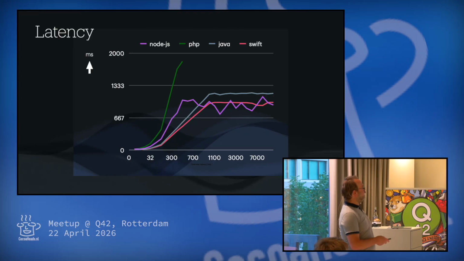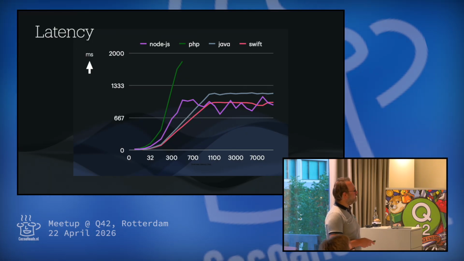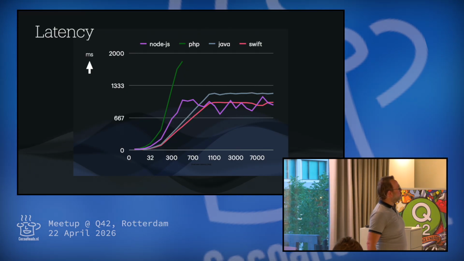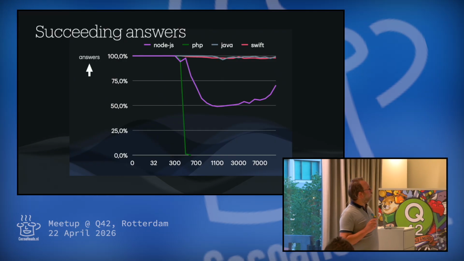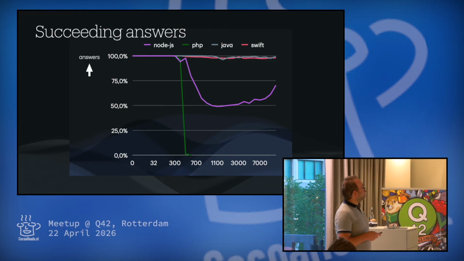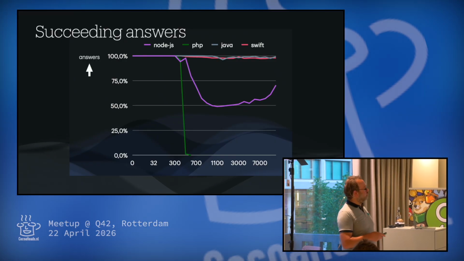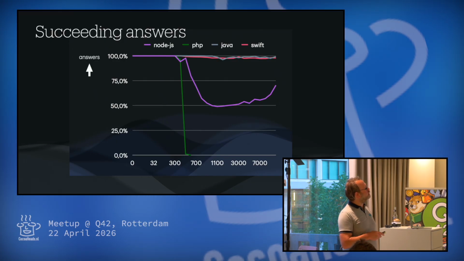Yay, we did it. So Swift is faster. Not by much, but it gets better later on. PHP is slower, Node.js is slower, but that's fine. The succeeding answers, so when does it start dropping packets? Well, we already saw this before, so PHP drops very quickly.